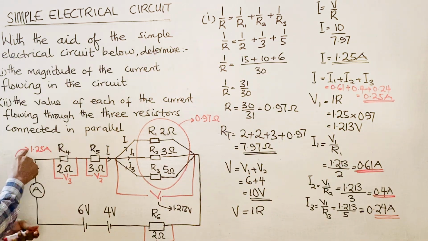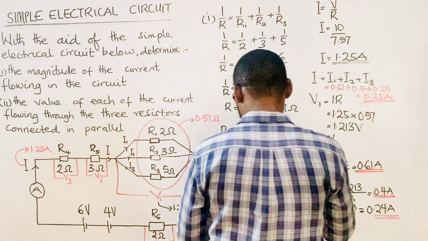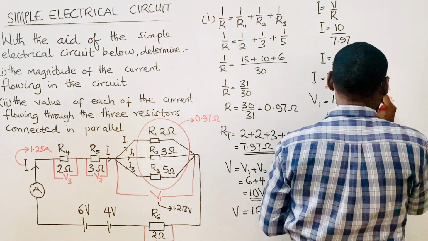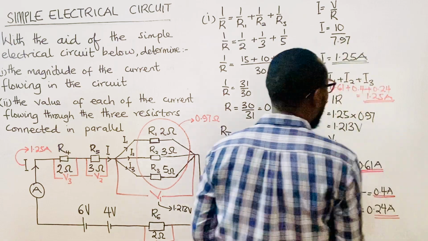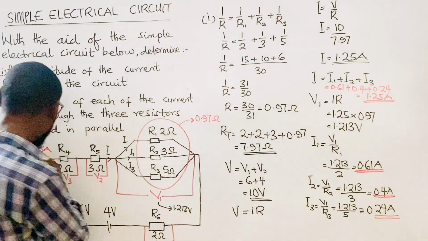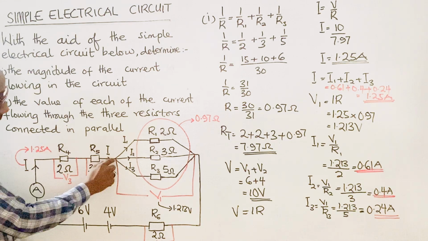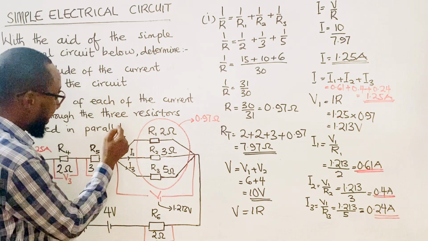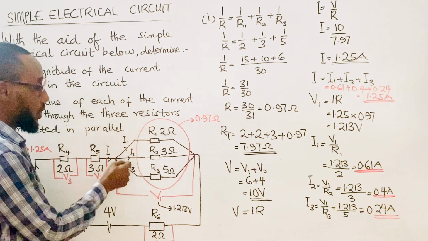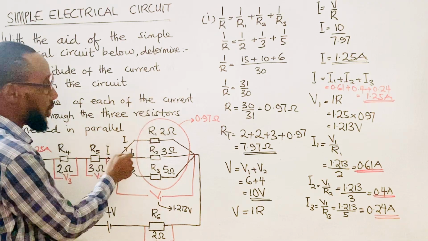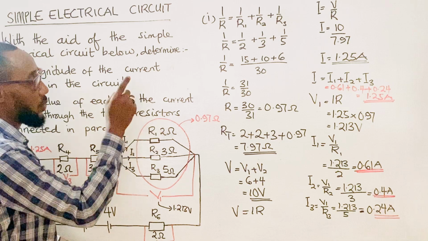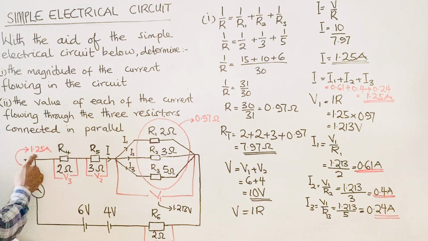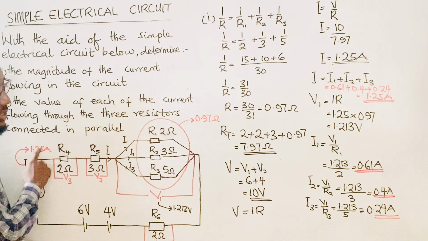We have 1.25 ampere. So we can cross check that. So the current that we have here, 1.25 ampere, got to this junction and then divided into what? Into 3 components: current 1, current 2, and then current 3. Current 1 has a value of 0.61, current 2 has a value of 0.4, current 3 has a value of 0.24. When we add all that, we have 1.25, and that is the current that is passing through the circuit. So this is how we go about that.